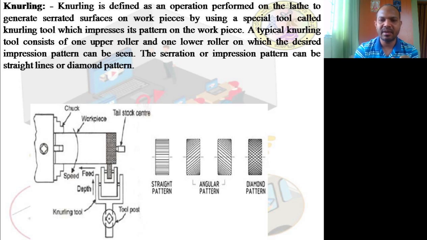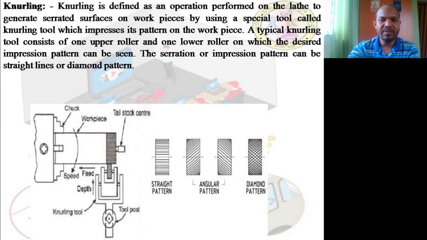This can be a straight pattern as shown in the first figure, and there are two angular patterns. It may be in this left direction or it may be in the right direction. So there will be an angular pattern, and then the last, fourth one. On most occasions, we always go with this diamond pattern, where you can see these cross marks and V shape like structures. V and reverse V, if you join it, we call it a diamond shape. That can be given with this diamond pattern knurling tool.